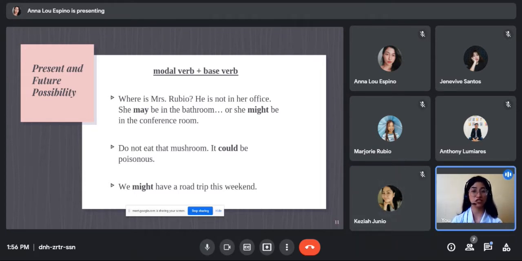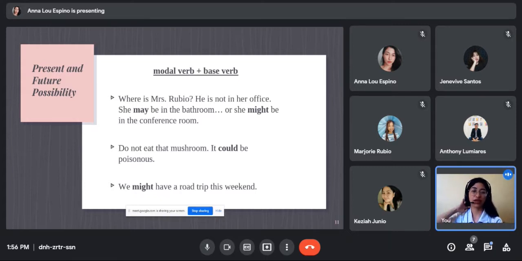So associating it again with possibility, meaning maybe someone is asking where Mrs. Rubio is. No, I'm sorry for the mistake. It should be she. Okay, sorry. So maybe someone is asking where Mrs. Rubio is, and someone answered that there is a possibility that she is in the bathroom, as well as there is also a possibility that she is in the conference room. And again, observe the pattern. Modal verb may followed by the base verb be, right? As well as with might. Modal verb might followed by the base verb be.